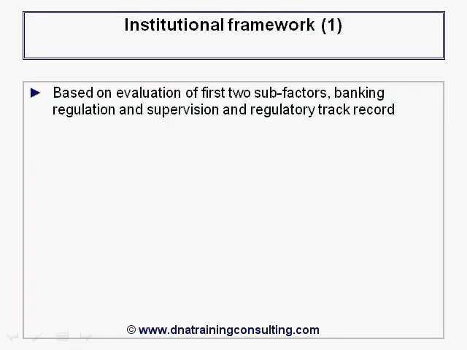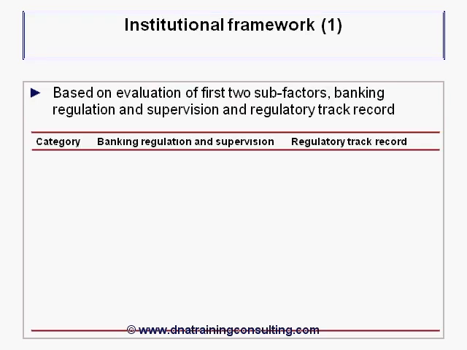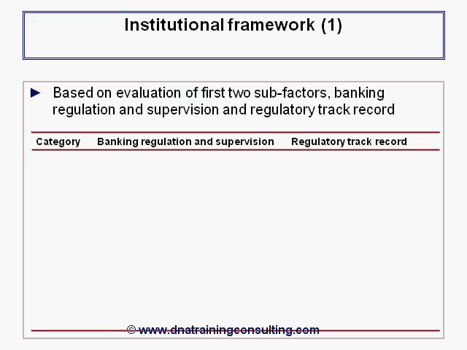The initial assessment of a banking sector's institutional framework is based on the evaluation of the first two subfactors, banking regulation and supervision, and the regulatory track record. These two subfactors together are used to derive the institutional framework risk score as described in the table appearing now, to assess the scope and intent of the regulatory framework.